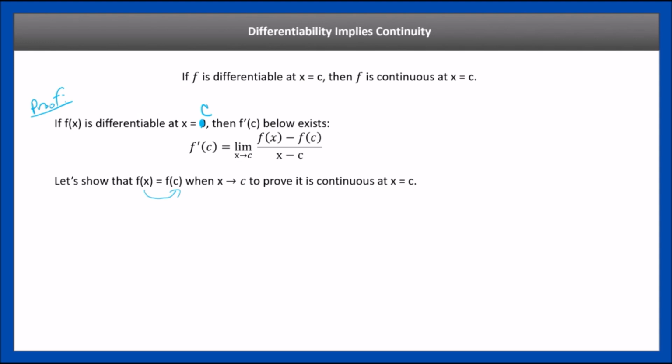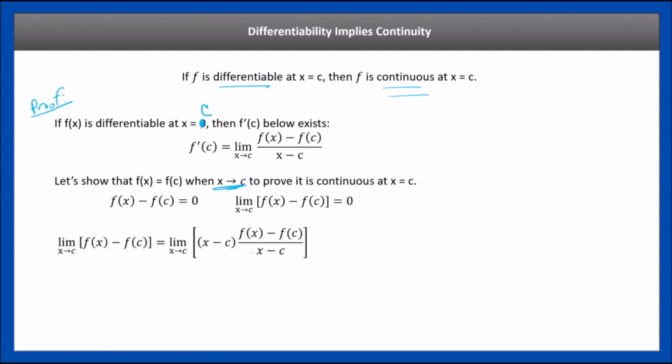So we know that it's differentiable. We want to prove that it's continuous, okay? So we're going to try to use this to prove it. Okay, well, if f of x equals f of c, then that means f of x minus f of c must be 0, right? So then what we're going to do is take the limit as x approaches c. That's what we wanted to do here to prove that it's continuous.